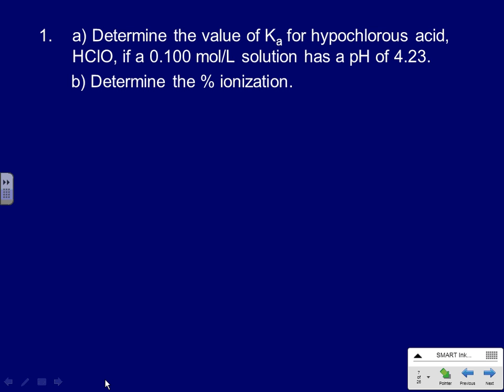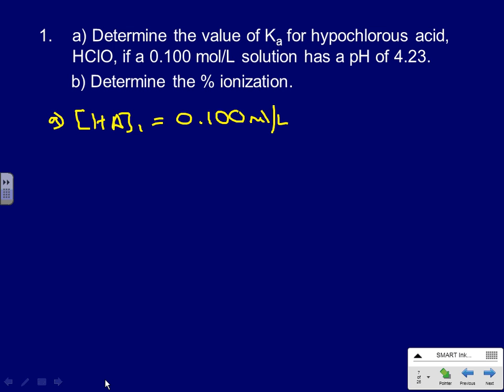Determine the Ka for hypochlorous acid, HClO, if a 0.1 mole solution has a pH of 4.23. So, in this case, I've got the HA initial. What is the HA initial? What is the concentration of the weak acid initially? Yes? 0.1. There it is there. 0.100 moles per liter. I don't normally write all this stuff down. You guys are pretty good at that, but I'll just do it for the first couple.